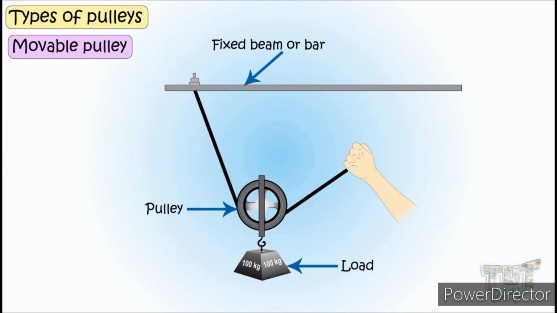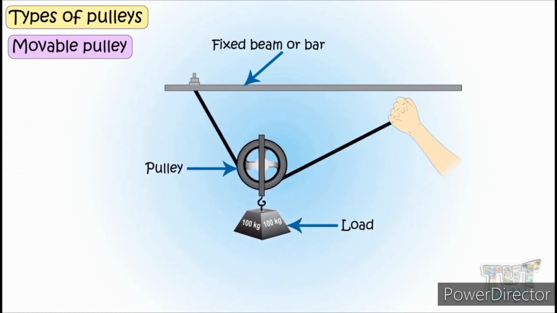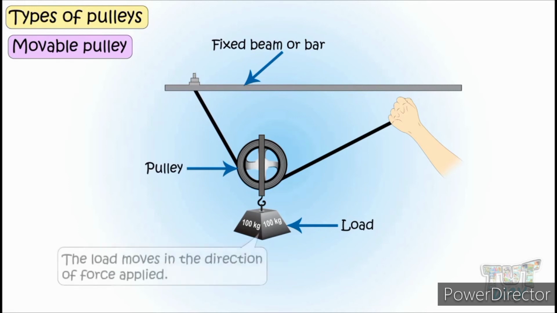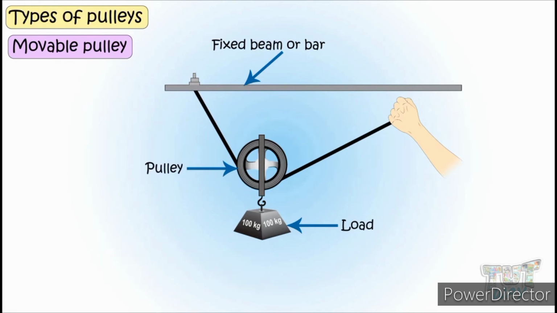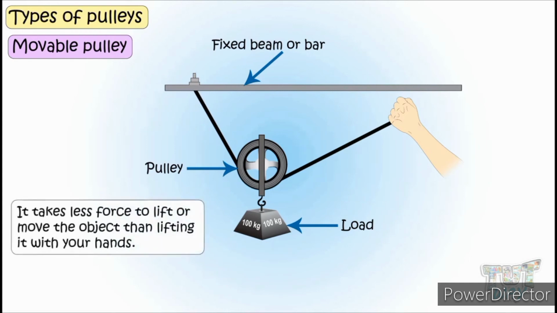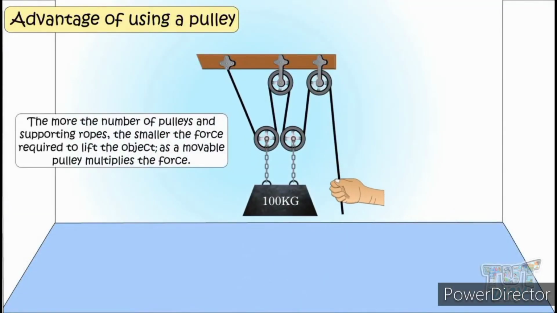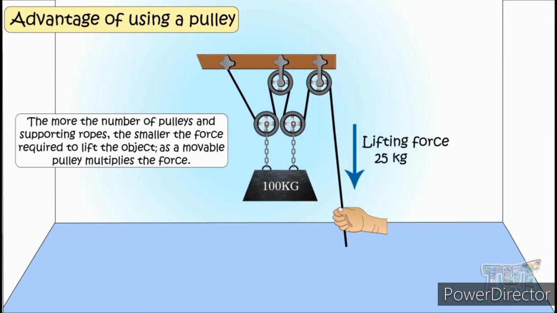It is a pulley that moves along with the load. That is, both the pulley and the load are movable. The load moves in the direction of force applied. It takes less force to lift or move the object than moving it with your hands only. And the more the number of pulleys and supporting ropes, the smaller the force required. So a movable pulley multiplies the force.